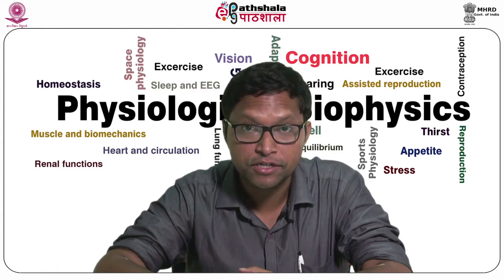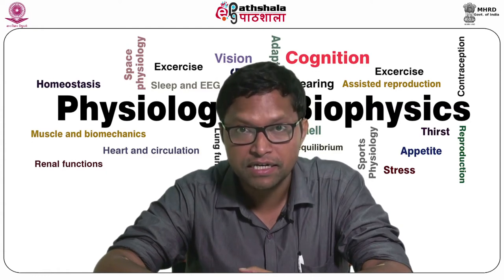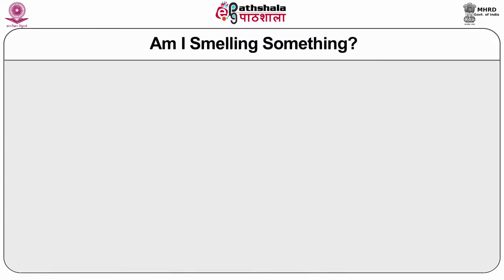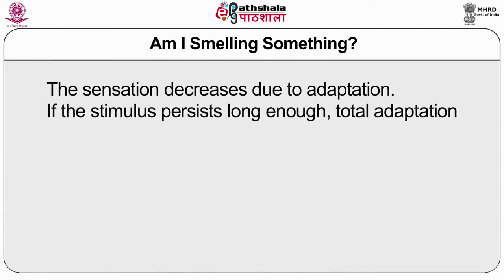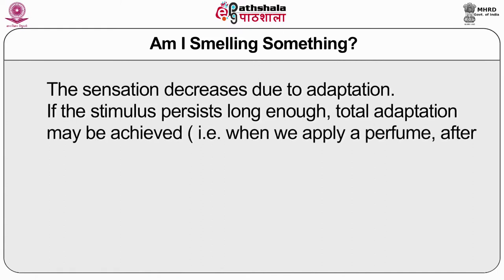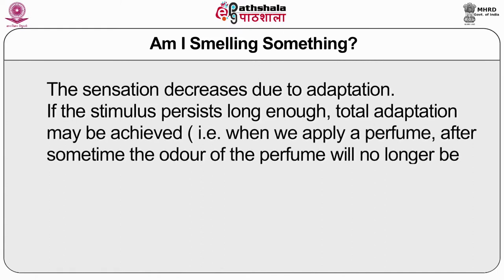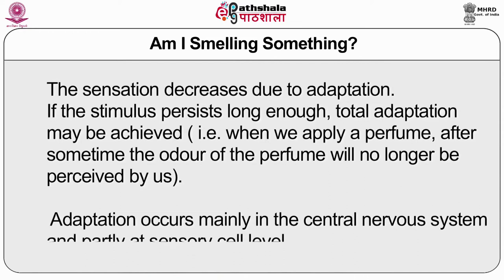When we stay in a particular odor, we tend to ignore the smell. It's mainly due to this process called adaptation. With the increase in duration of a stimulus, the sensation decreases due to adaptation. If the stimulus persists long enough, total adaptation may be achieved. That is, when we apply a perfume, after some time the odor of the perfume will no longer be perceived by us, but it can be perceived by others. Adaptation occurs mainly in the central nervous system and partly at the sensory cell level.